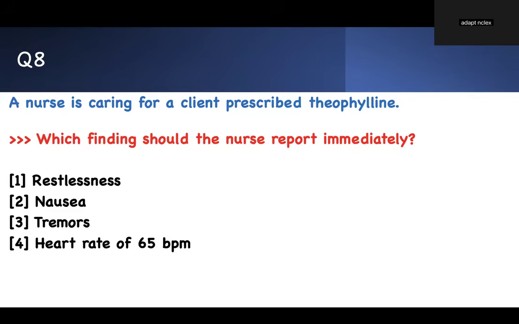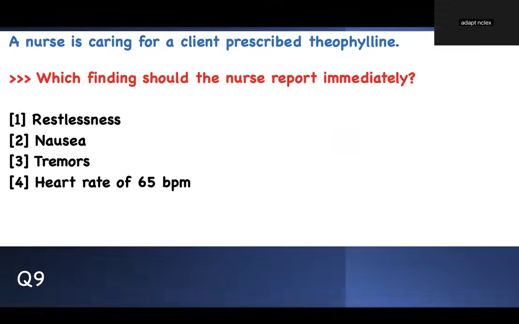What do you think? Heart rate of 65 is normal. Tremor, things are going up. Nausea, things are going up. Restlessness, things are going up. But don't get trapped. Just because you see restlessness and you know a certain symptom is very important in this situation, it's due to beta agonist. Tremor too is that, but tremor takes precedence in this situation because it indicates more what? Theophylline toxicity than restlessness. So number 3 is your best answer choice.